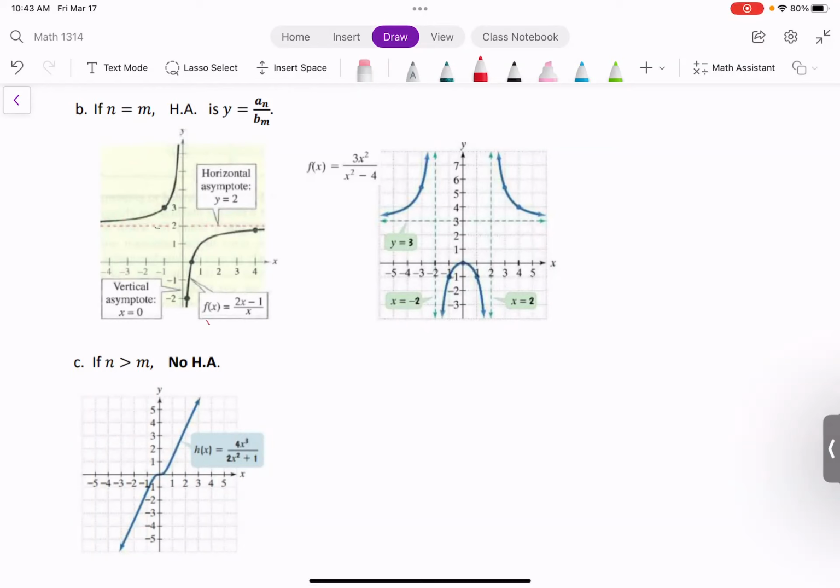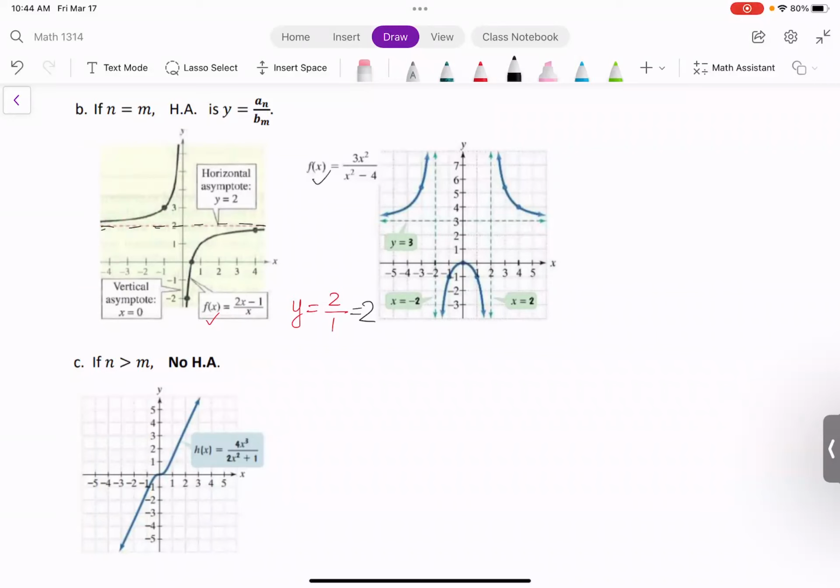For example, here f of x equals (2x minus 1) divided by x. The top degree is 1, the bottom degree is 1. That means the horizontal asymptote equals the ratio of the leading coefficients. The leading coefficient on the top is 2, and at the bottom it is 1, because you just look at the constant in front of the variable. The top is 2, the bottom is 1, so the ratio is 2. That means y equals 2 is a horizontal asymptote. You see this horizontal line.